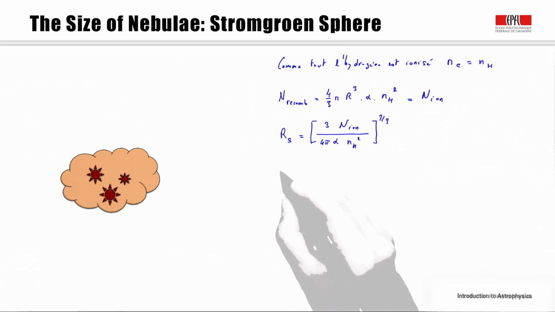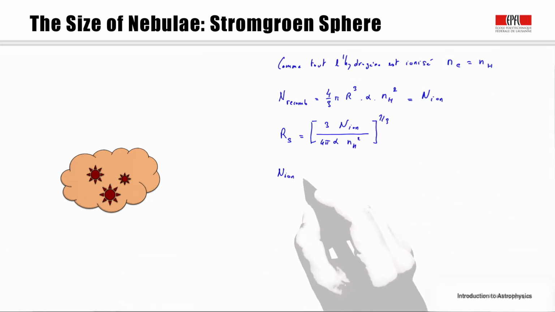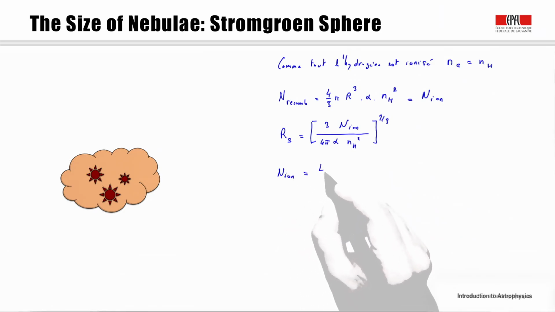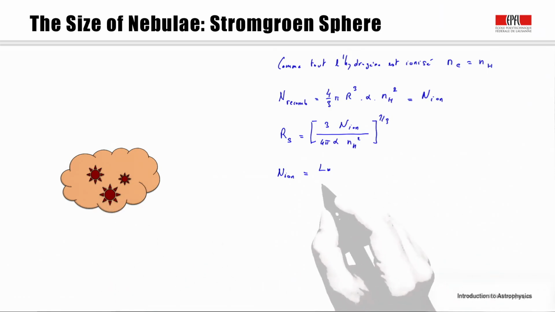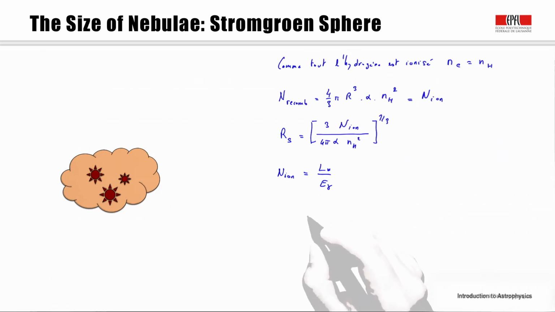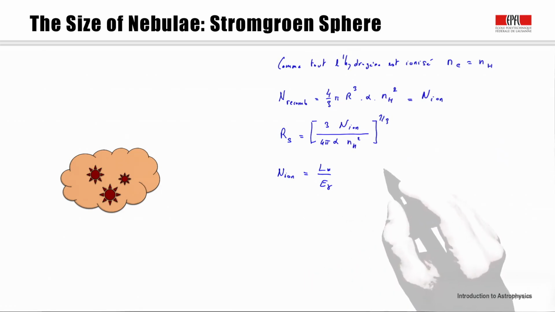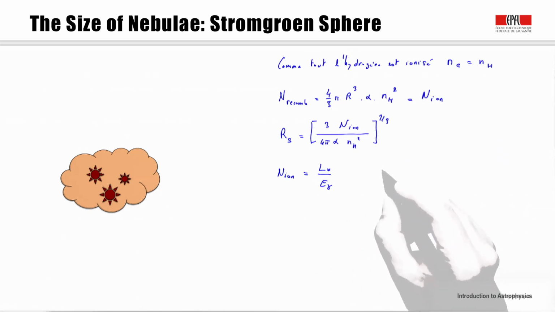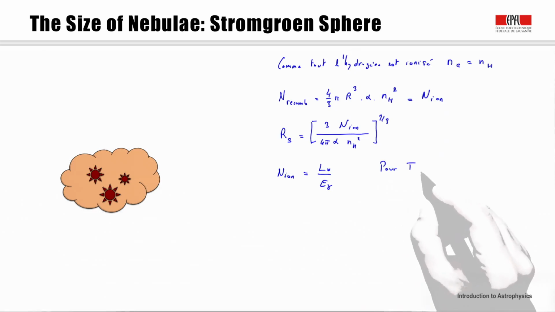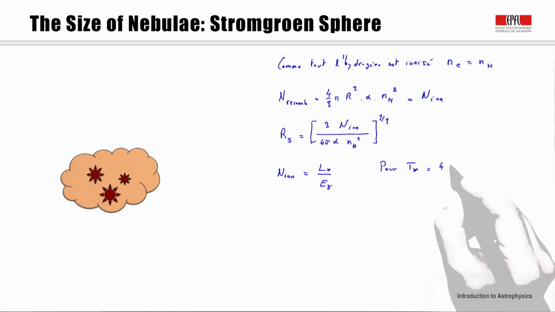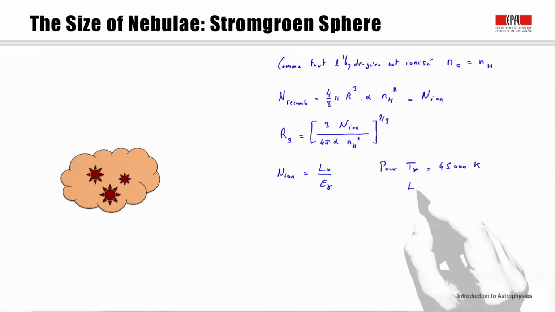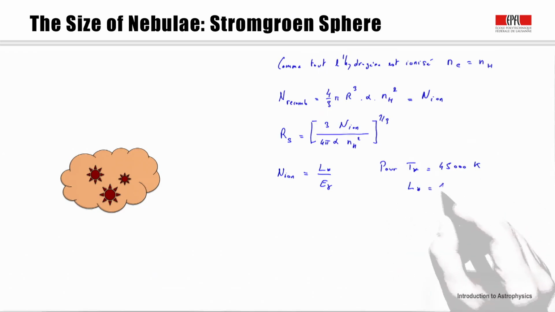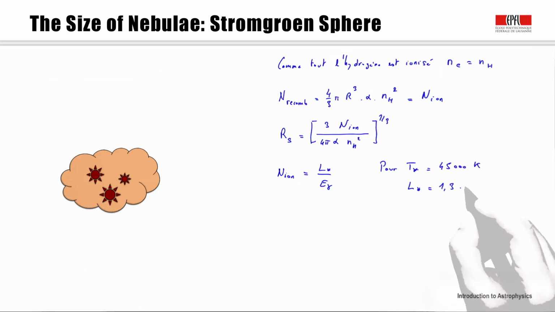The number of ionizing photons can be estimated. In the easiest way, it is the stellar luminosity in the center of the nebula, divided by the photon energy. For a star with the surface temperature T of 45,000 Kelvin, the luminosity is equal to 1.3 times 10⁵ solar luminosity.